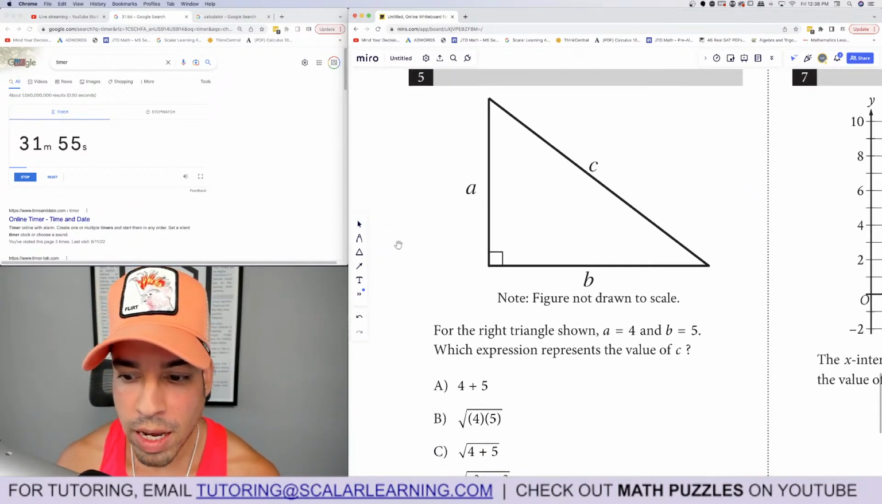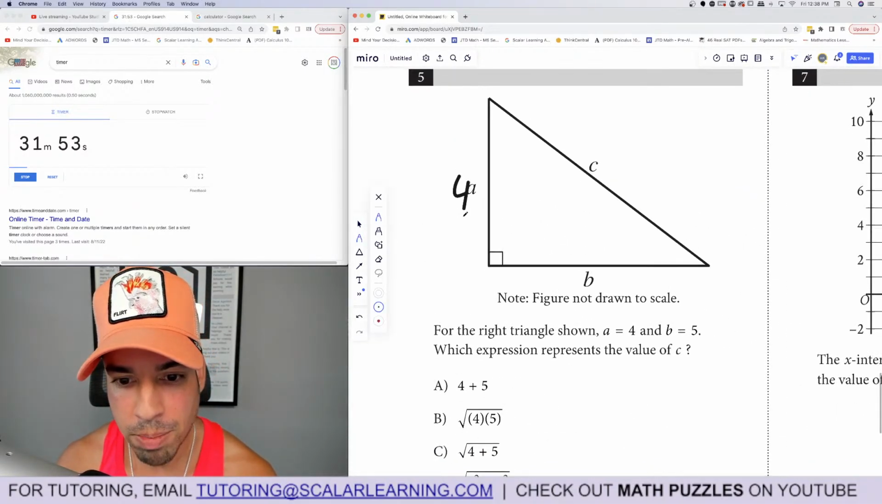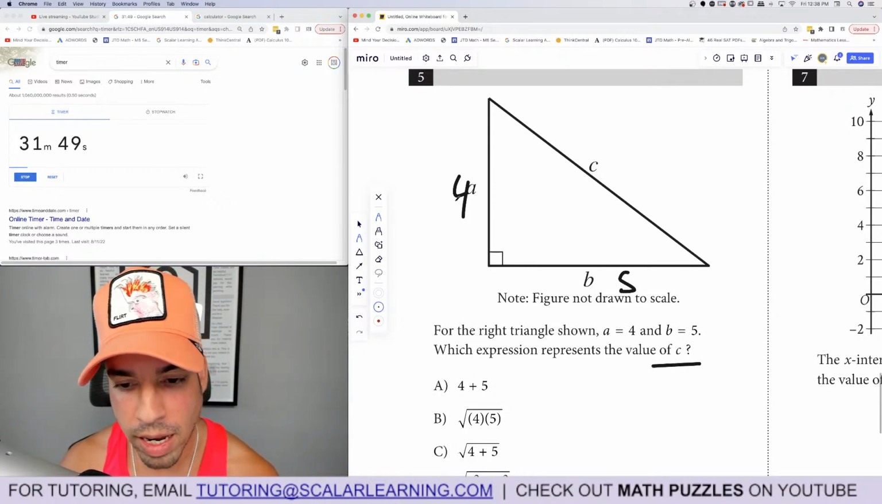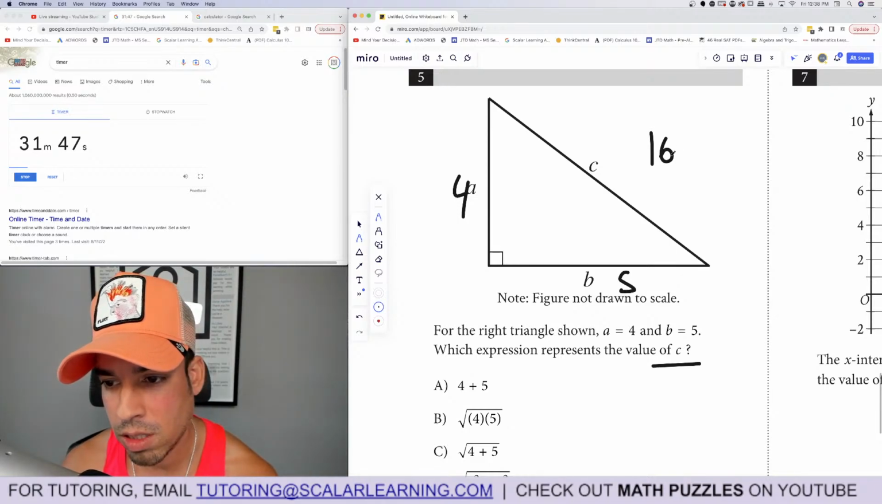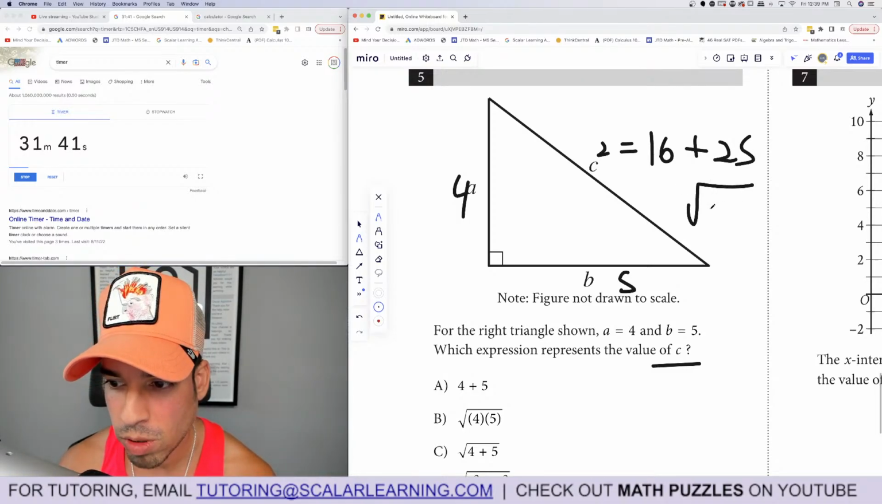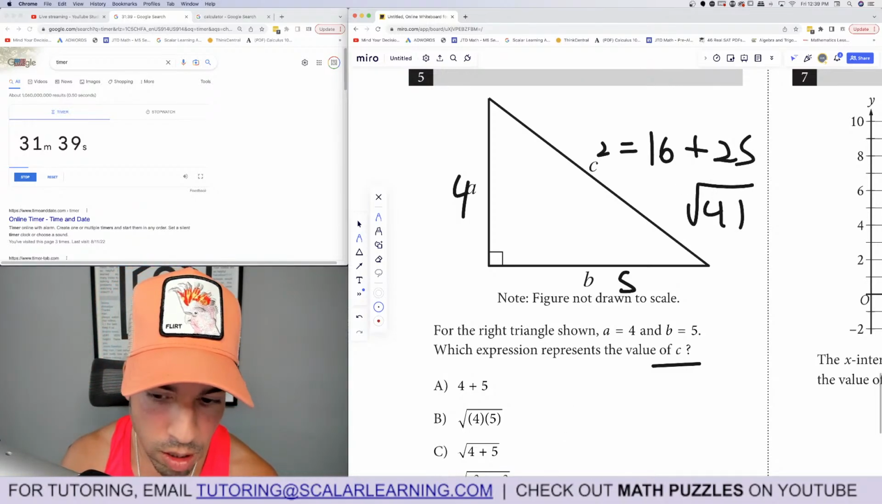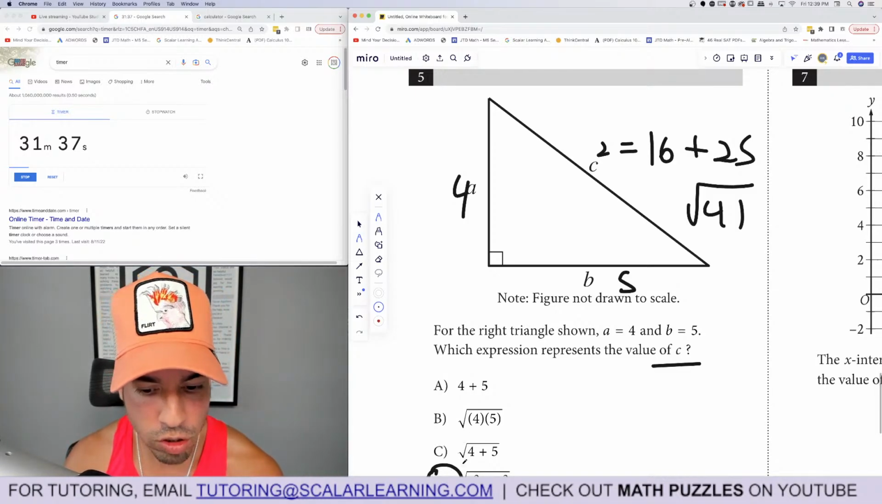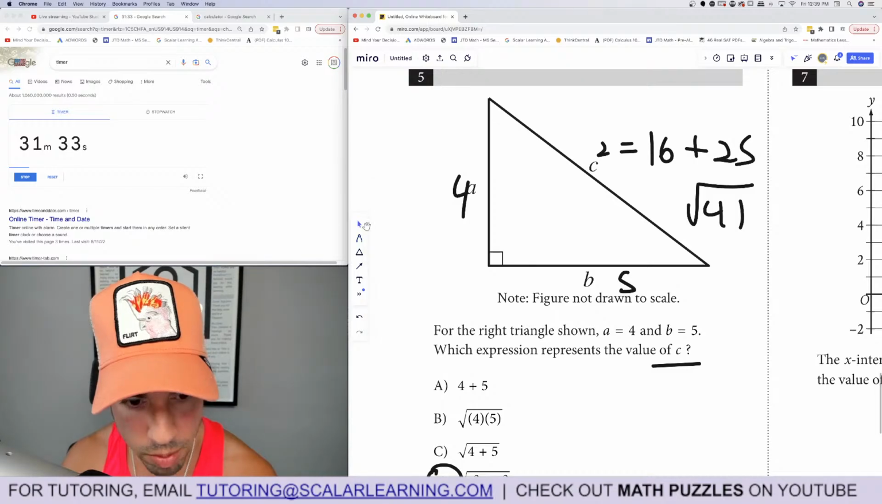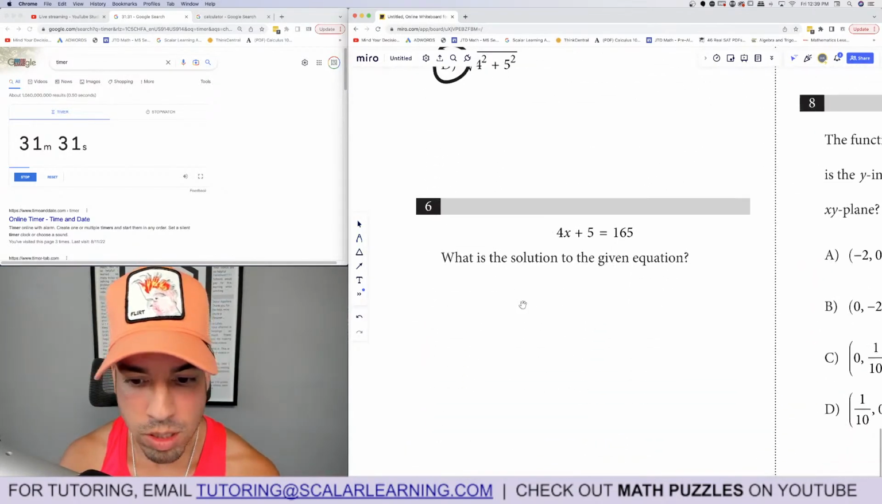Number 5. For the right triangle shown, A equals 4 and B equals 5. Which expression represents the value of C? So it's A squared plus B squared equals C squared. So it's 16 plus 25 equals C squared. So then to get C, we take the square root of that. 16 plus 25 is 41. So there it is, which is the same as D. All right, so they're just doing it without simplifying, but that's what we did, right? The square root of 4 squared plus 5 squared. Boom, done.